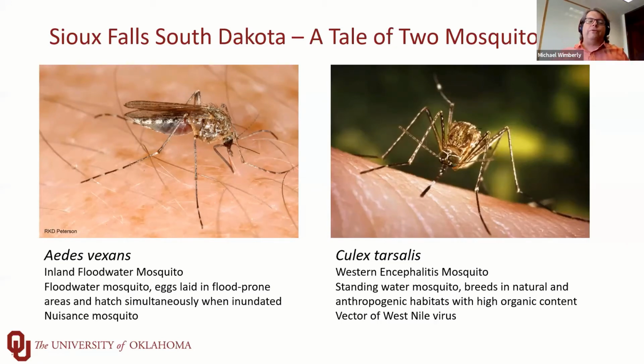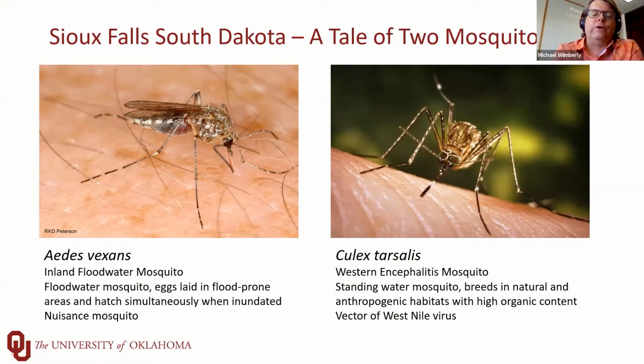There are two very important and very common mosquitoes in South Dakota. One is Aedes vexans. It's a floodwater mosquito. Like other mosquitoes in the genus Aedes, they tend to lay their eggs in humid places, and you'll get big simultaneous hatches when these areas flood. It is not an important disease vector. It's a nuisance mosquito, but it's a very common mosquito.